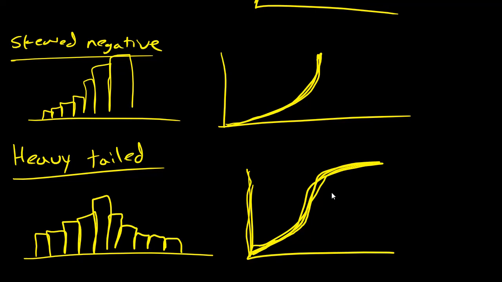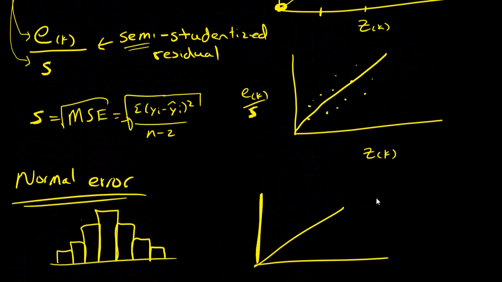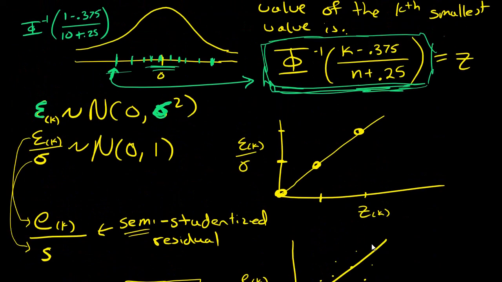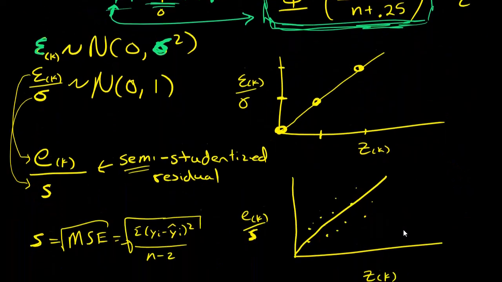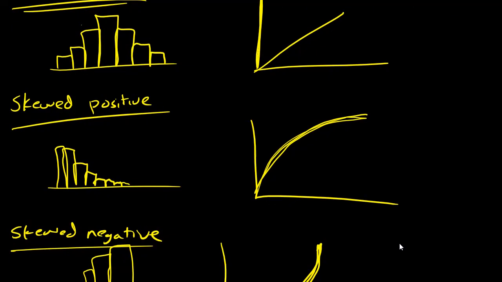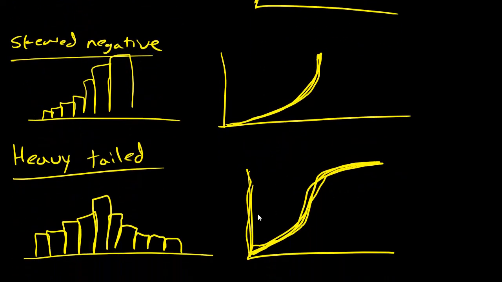If you see any of these, then you know you have a problem with your model assumptions. And if you have a problem with your model assumptions, then your confidence intervals, your tests, your prediction intervals, all of those may be invalid. In the next video, I'm going to show an example where we actually come up with the probability plot, and we're going to draw the histogram of our residuals.